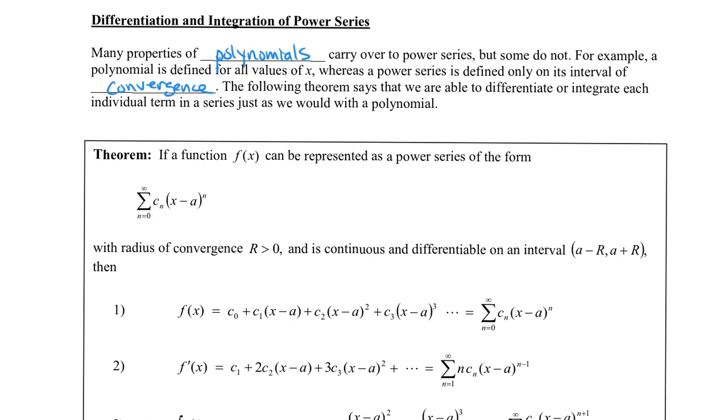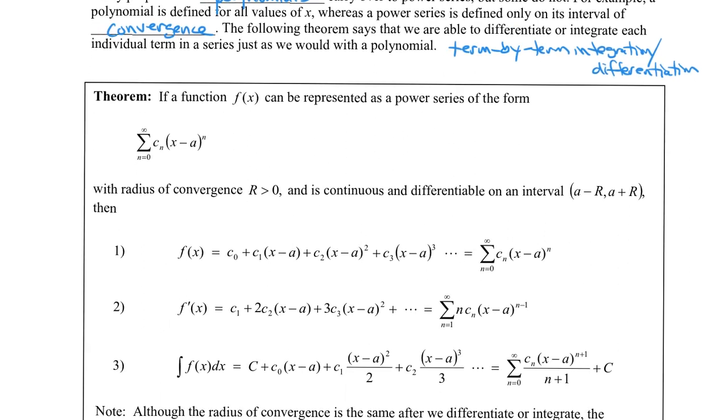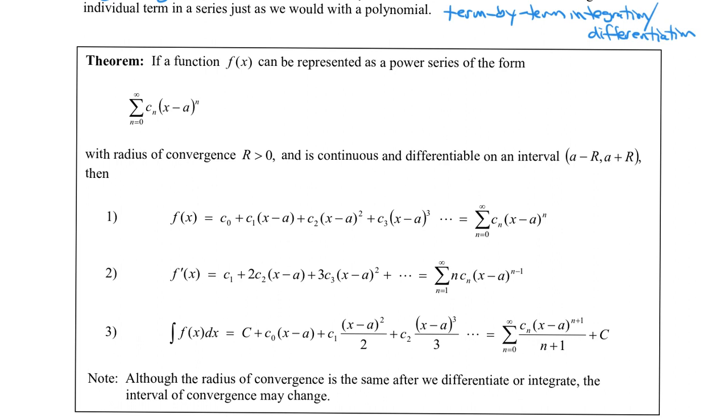Yes, it's a little bit of a difference. The following theorem says that we're able to differentiate or integrate each individual term in a series just as we would with a polynomial. In other words, we can use term-by-term integration and differentiation. And it makes life really nice. So if we've got an example here of this function f of x, let's say it can be represented as a power series like this.